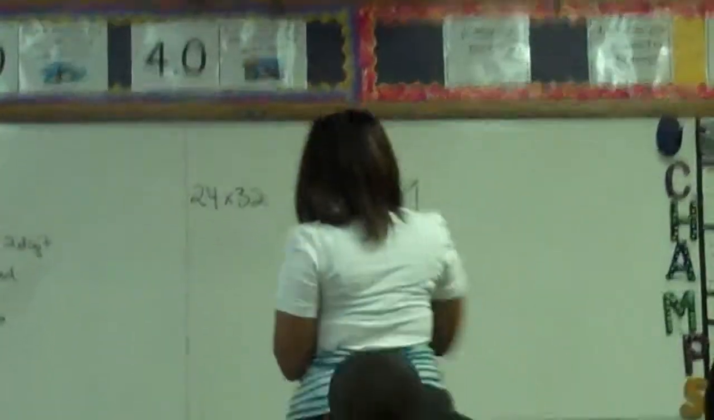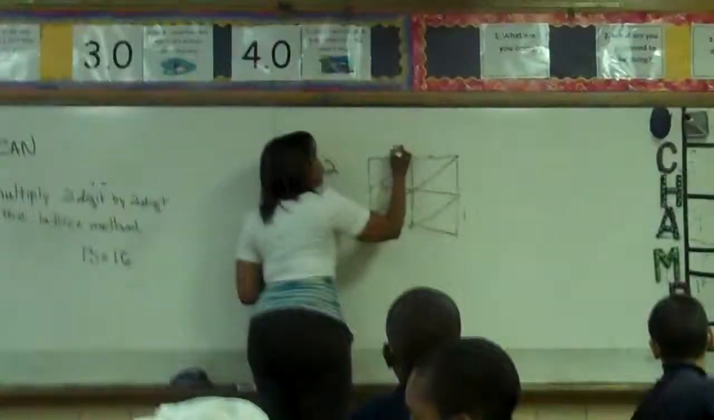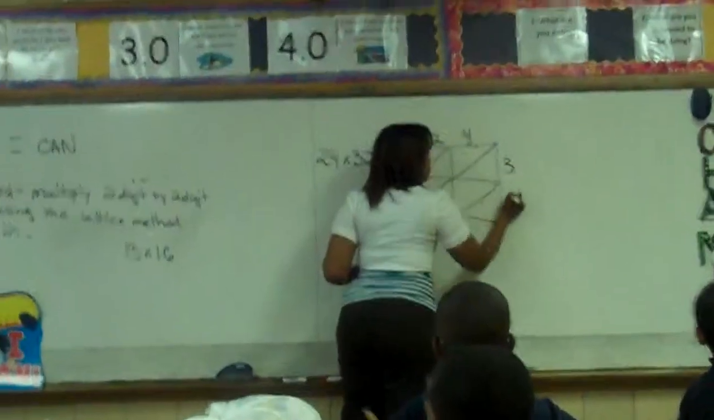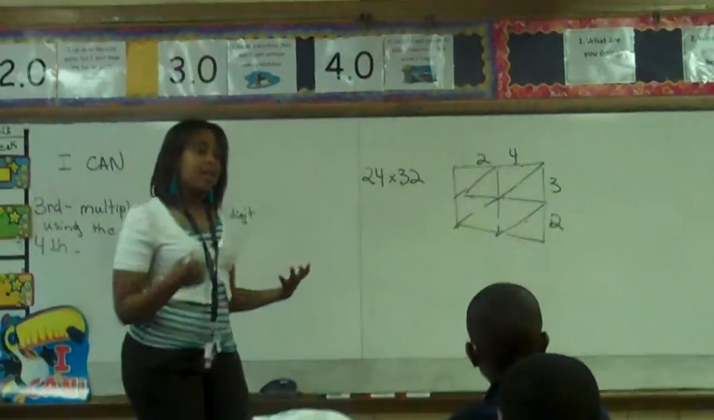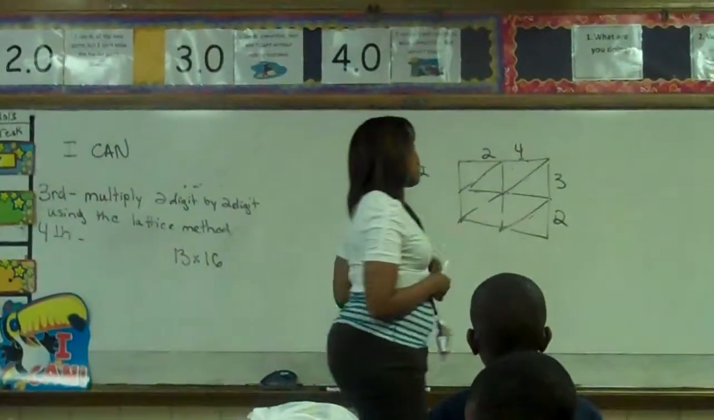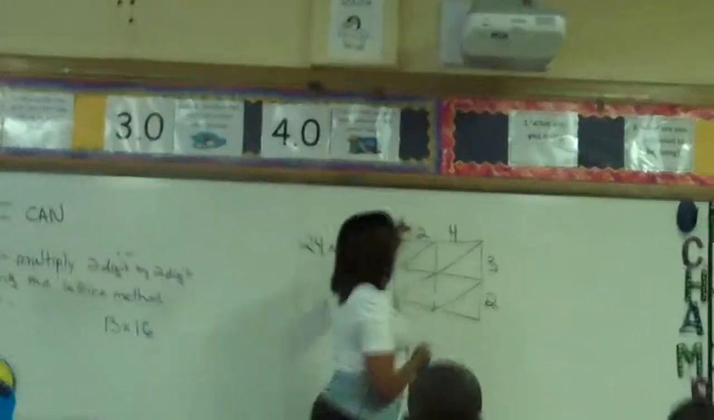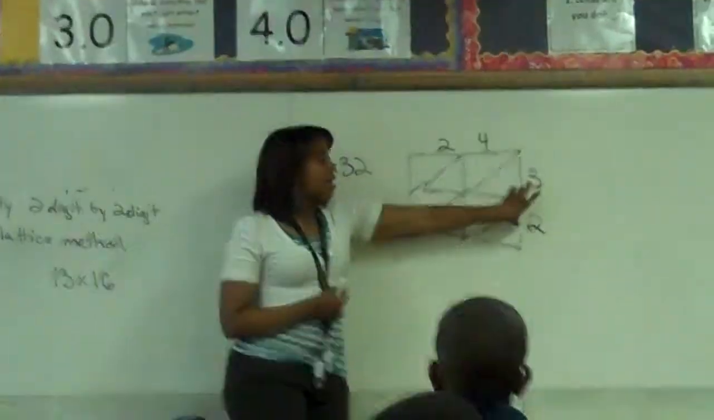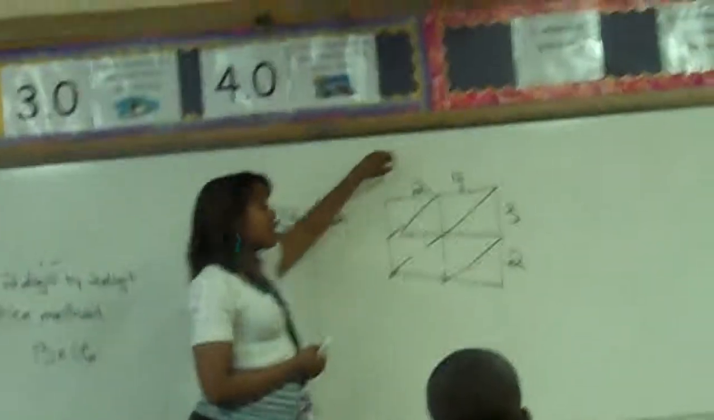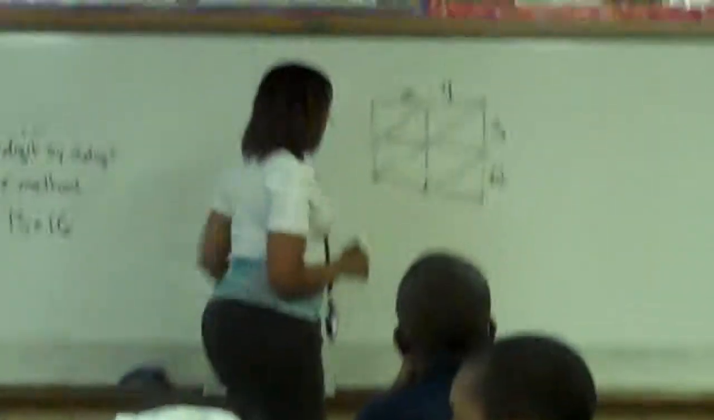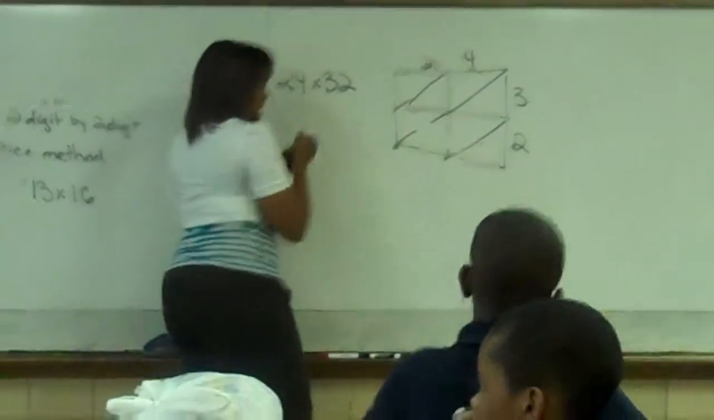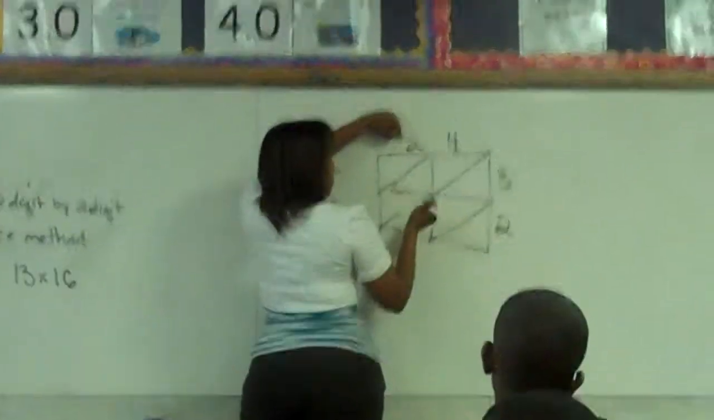So we have 24 right here times 32 right there. If we remember the picture, we had to make sure that each one of these digits went with each one of these. So we're going to start right here with the 2. So 2 needs to go with what? 3. And 2 times 3 is what? 6. So we have to make sure that it's under the 2 and in the same row as the 3.